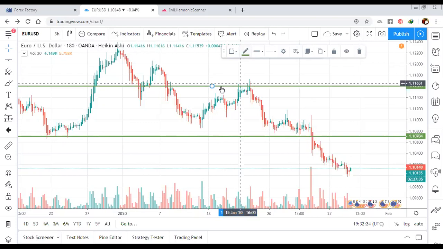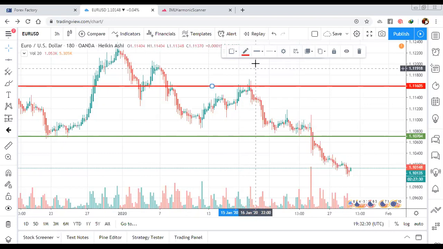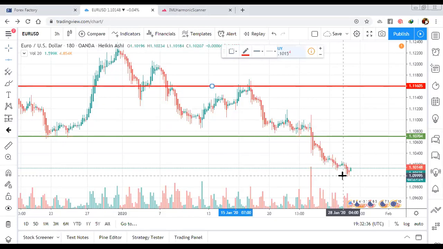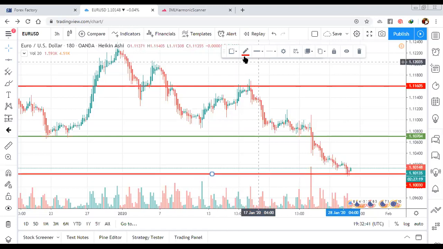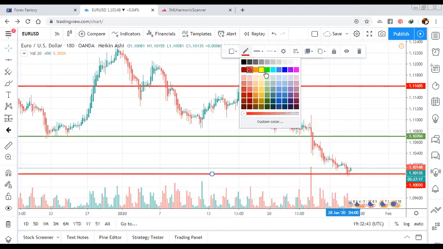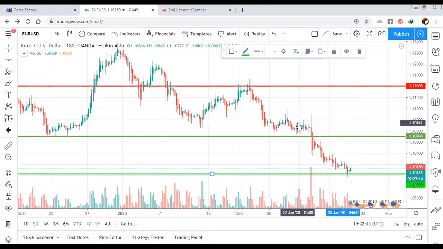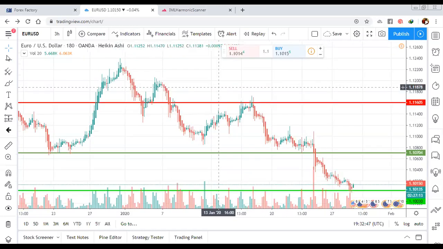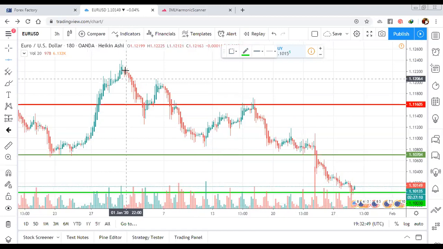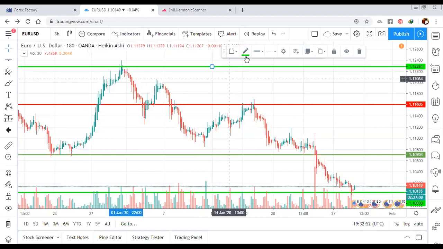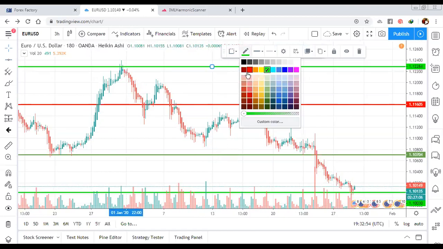Let's make this line red and place another one here. Let's make it green as well. Place another one here and let's make this black.